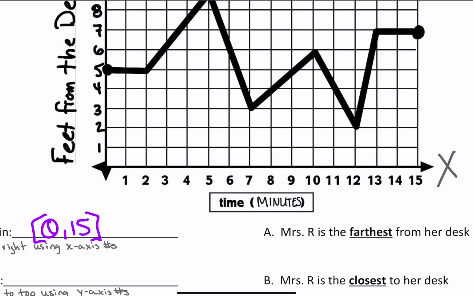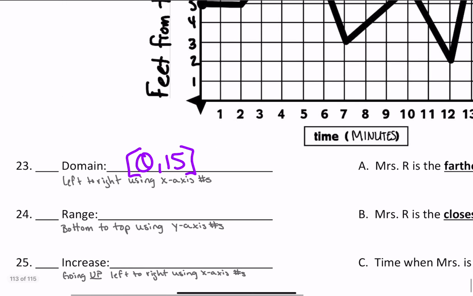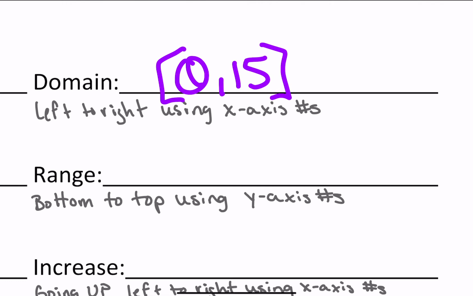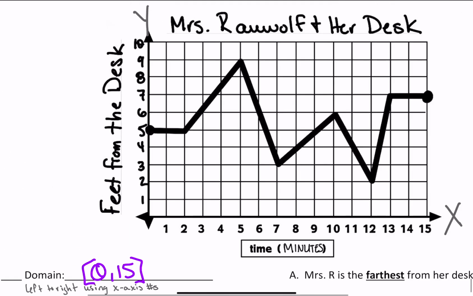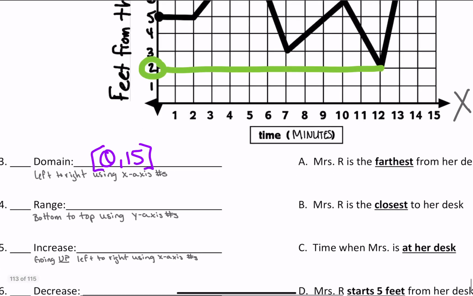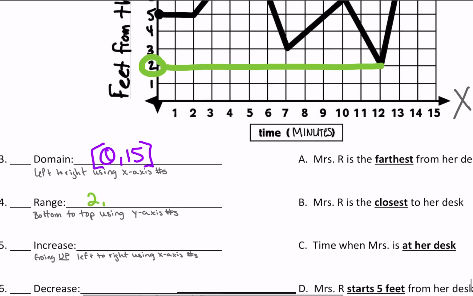Now I'm going to use green to talk about range. So range is the bottom to the top, but we use the y-axis. So here's the bottom of my graph, and that y-axis number is 2. Here's the top of my graph, and that y-axis number is 9. So write it how I did it. I did bottom to top, so I go 2 to 9. And both of those points were part of the line. Part of the line is a closed bracket.